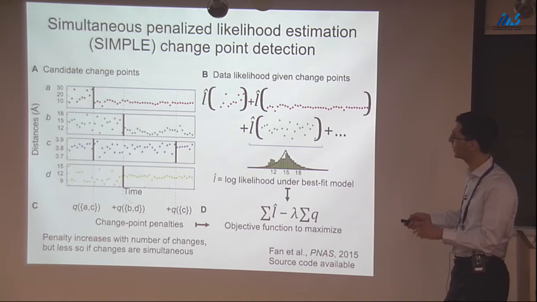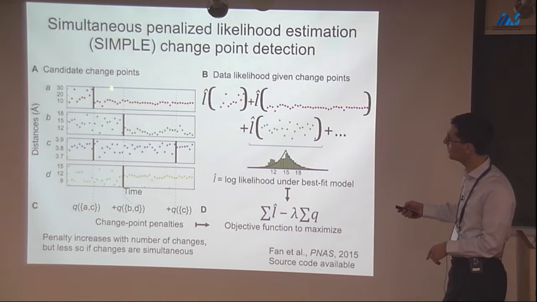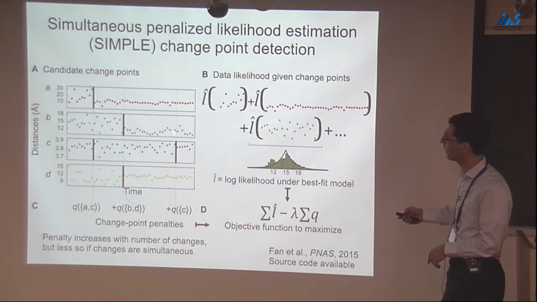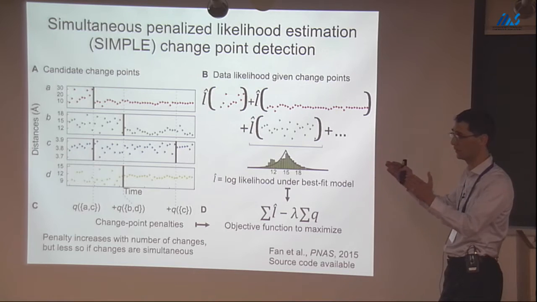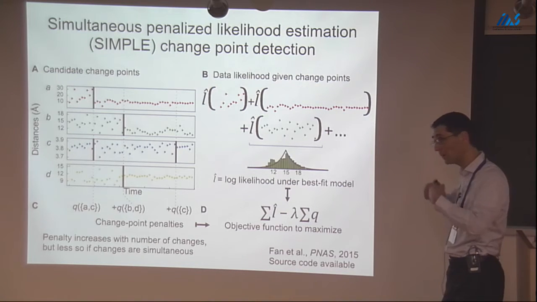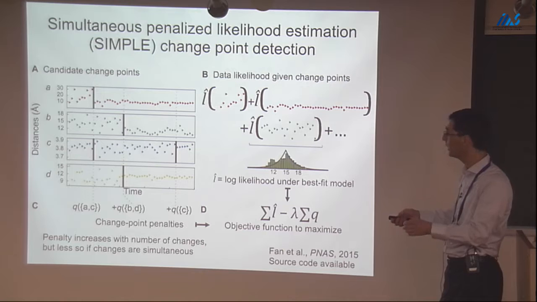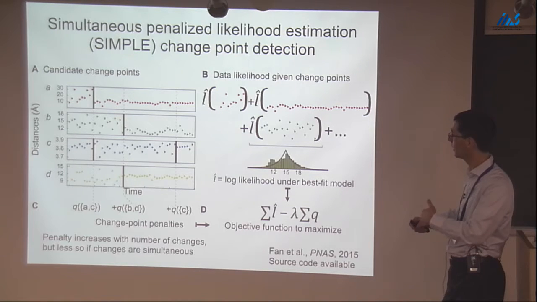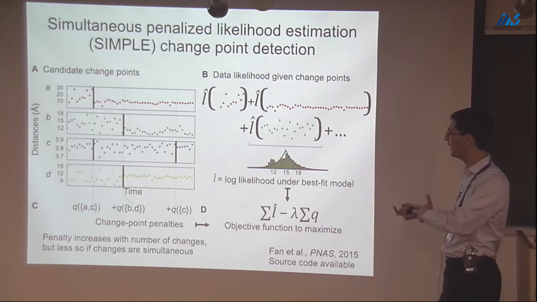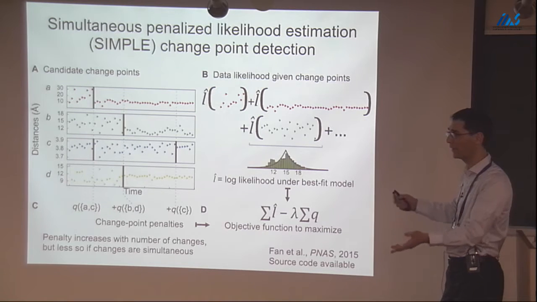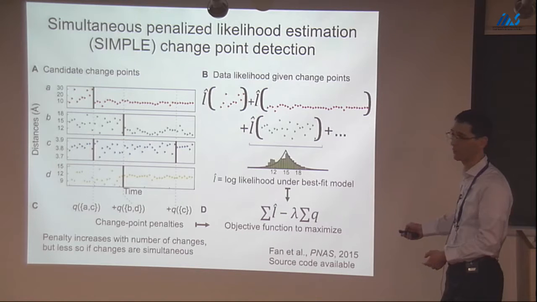The measure of quality has 2 parts. For the first part, given the set of candidate change points, we fit a simple statistical model to each segment, for each of these observables, for each of these distances. A segment is just the time points between hypothesized change points. Then we look at the likelihood of the data under that model, and we want that likelihood to be as high as possible. That's one of the terms that will go into the function we want to maximize.